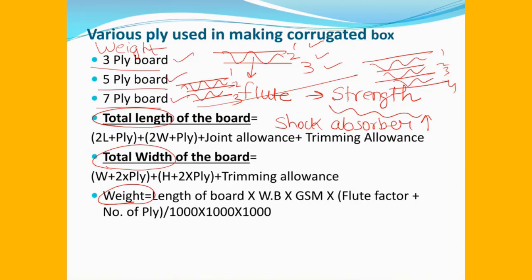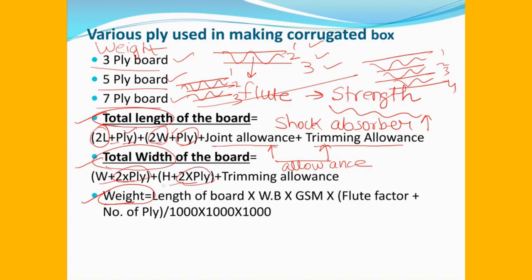So the total length of the board will depend upon 2 into length plus ply, and 3 into width plus ply, and then the joint elements, then the trimming elements, everything needs to be added. 2 lengths means both sides length, and ply means how many number of plies are there. The joint elements depend upon the flute elements. Trimming elements depend upon the shape, as paper is going to be wasted, right? So for that also we need to consider.